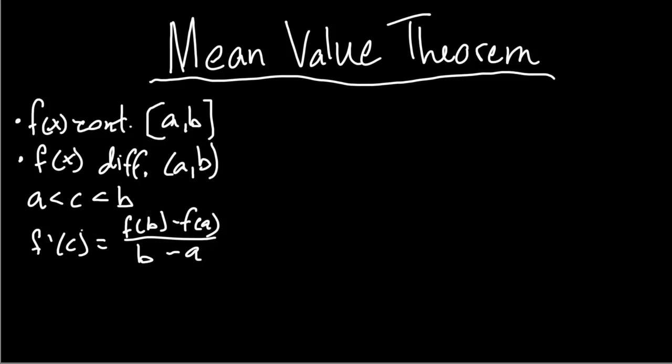Now, what exactly is f prime of c? Remember, the derivative of a function at some point will give us the slope at that point. So what we're saying is that the slope at the point c is going to be equal to the slope over the entire interval from a to b. All right. Now let's look at a graph so we can picture this.